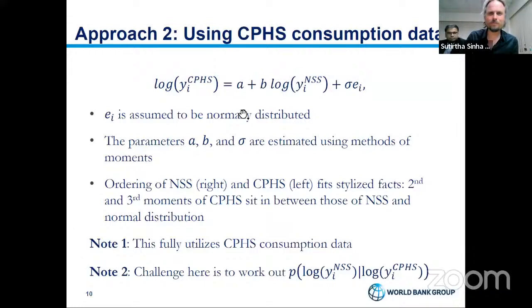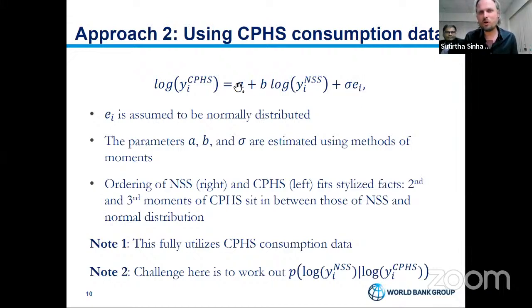Once we have identified that relationship, we of course will want to use it to convert the observed CPHS consumption data into the NSS type consumption data. That's where a second little challenge emerges, precisely because the log NSS consumption is on the right-hand side of this equation and it is combined with the error term.